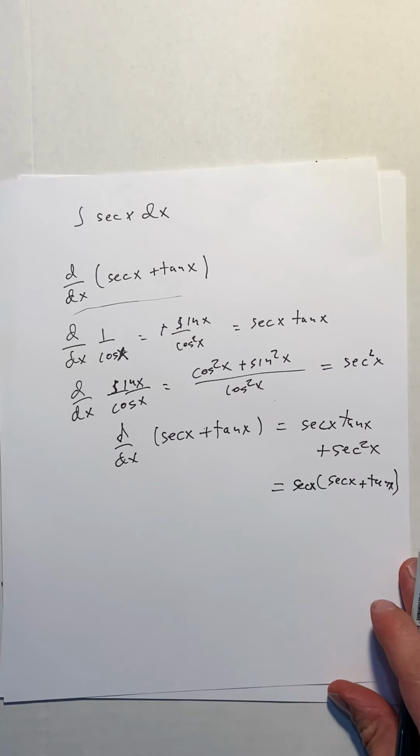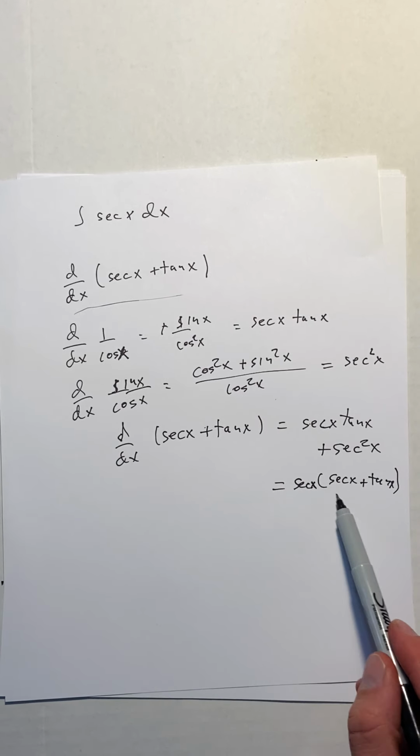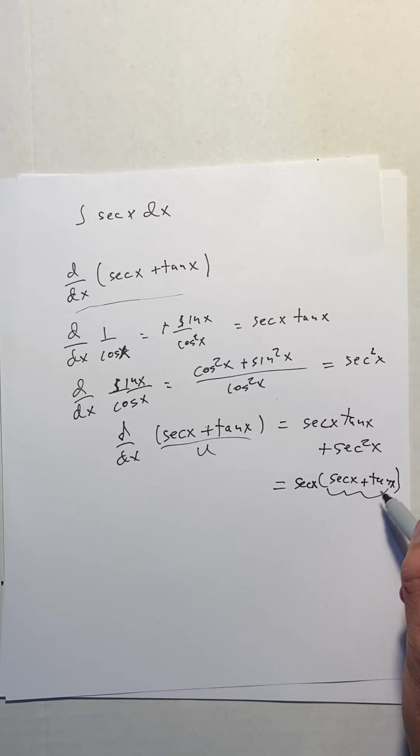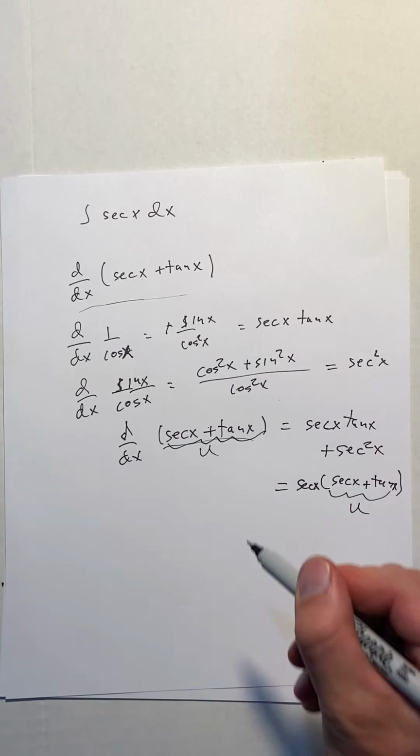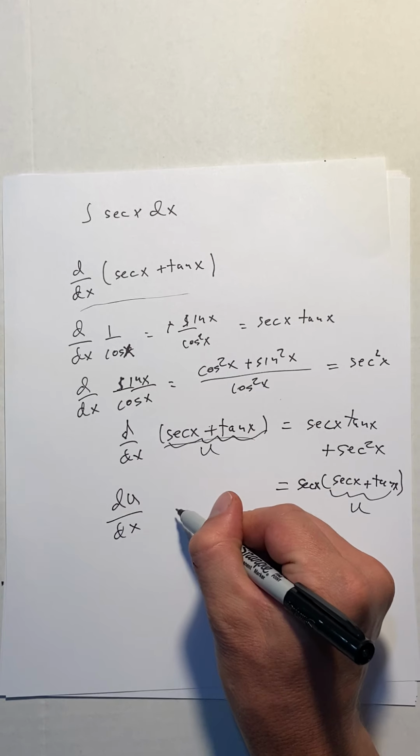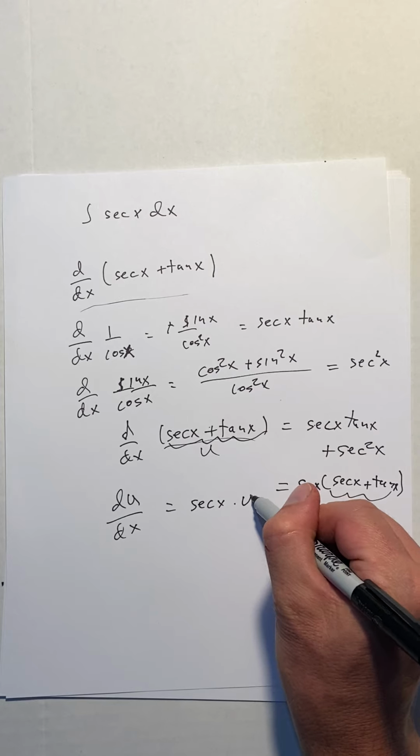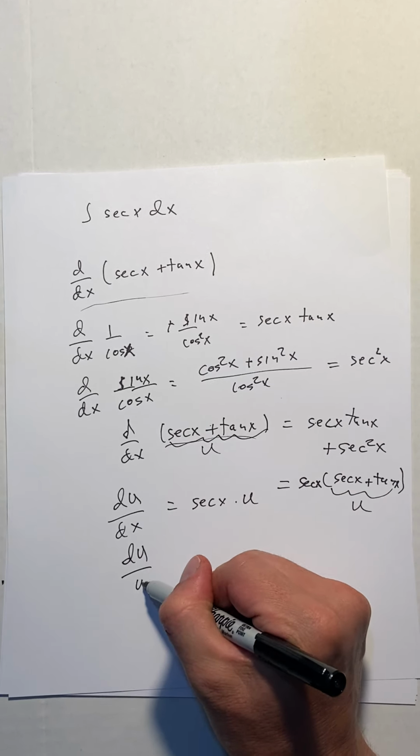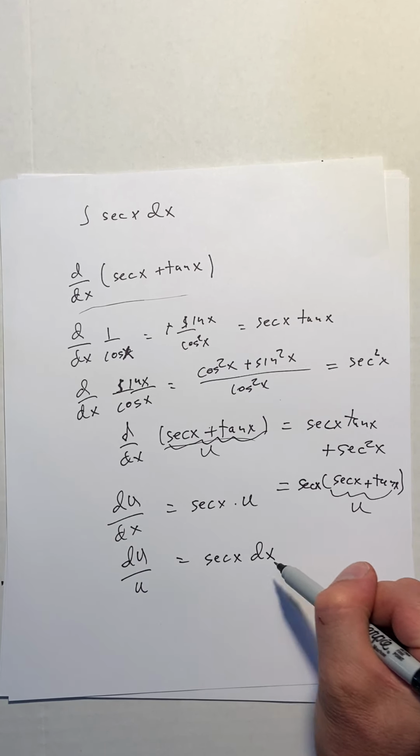All right. So you have the derivative of some quantity is equal to secant of x times that quantity. Let's call this quantity u. So we get du/dx is equal to secant of x times u. Separate variables. du over u is equal to secant of x dx.